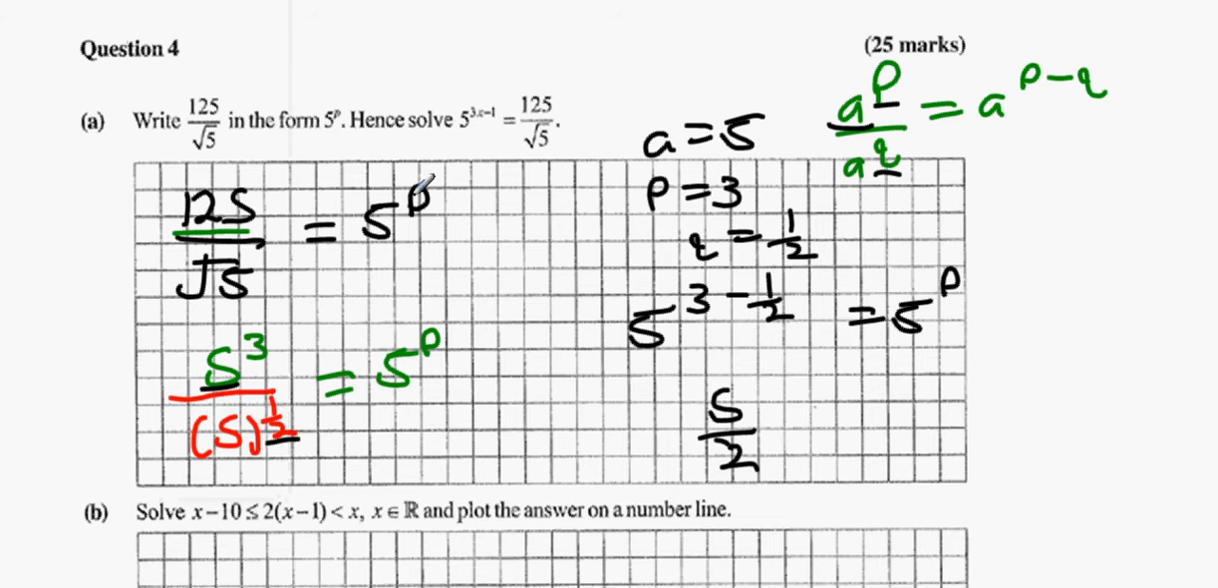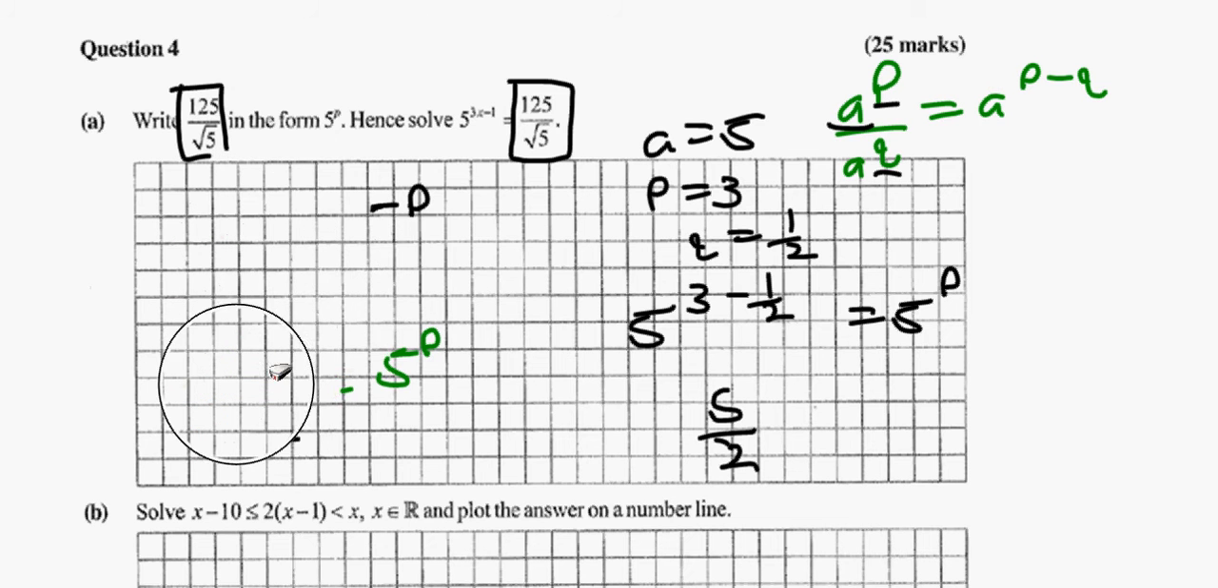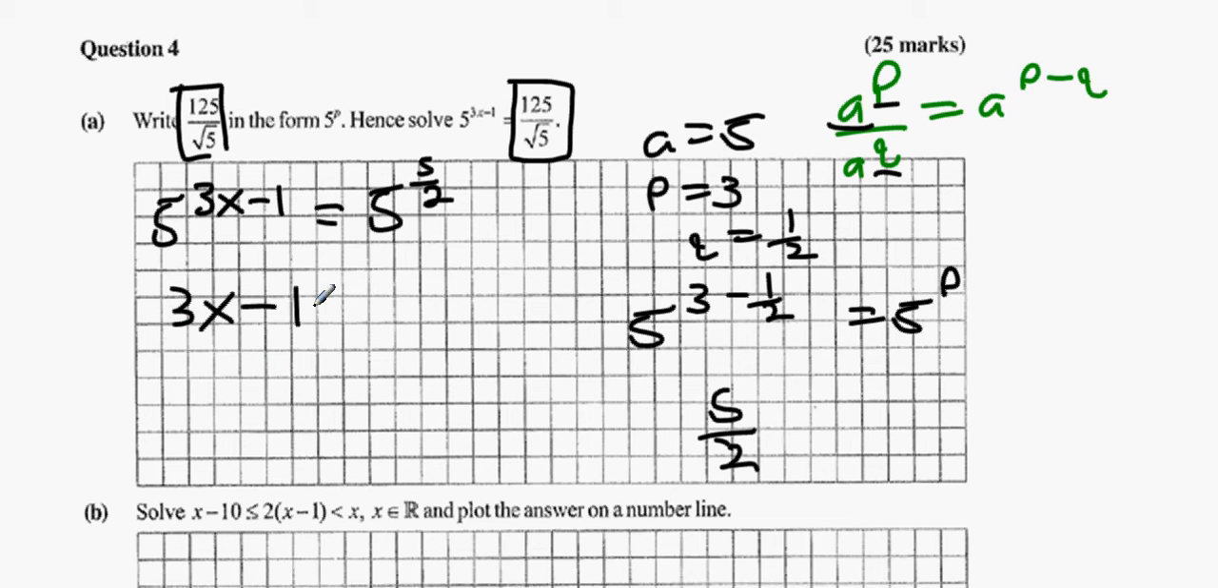Hence solve 5 to the power of 3x minus 1 equals 125 over root 5. That's the same as what we just did a second ago. So 5 to the power of 3x minus 1 is the same thing as 5 to the power of 5 over 2. Then we can say 3x minus 1 equals 5 over 2, so 3x equals 5 over 2 plus 1.